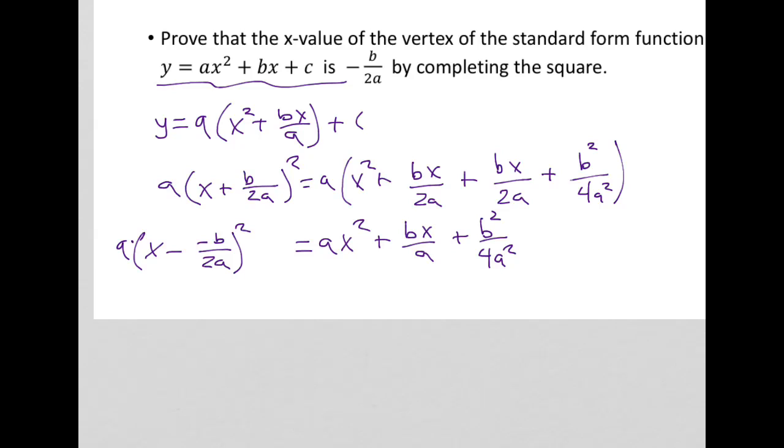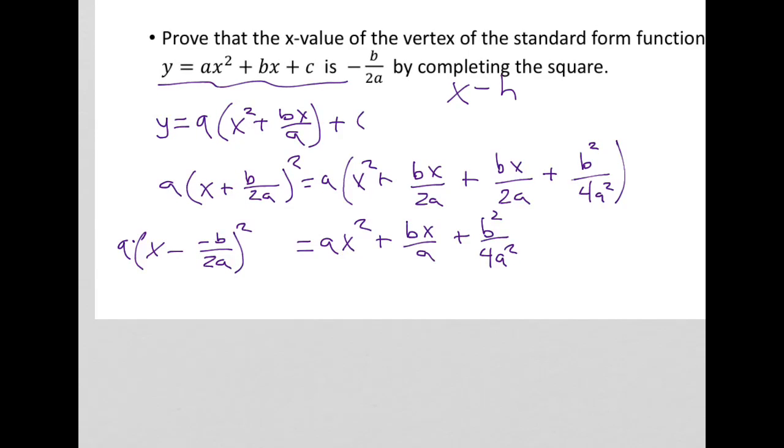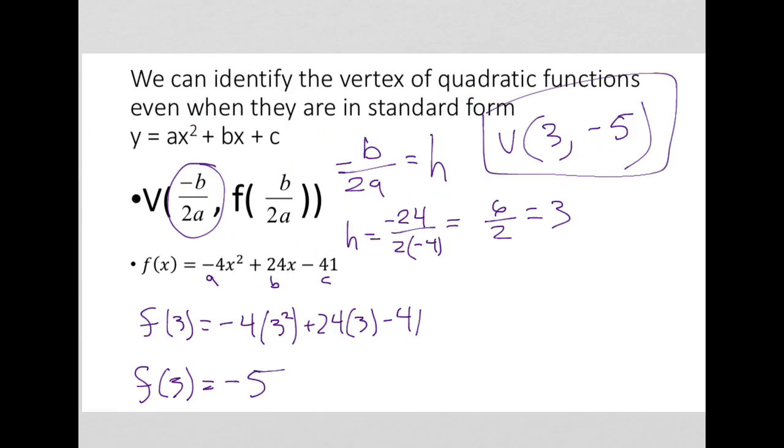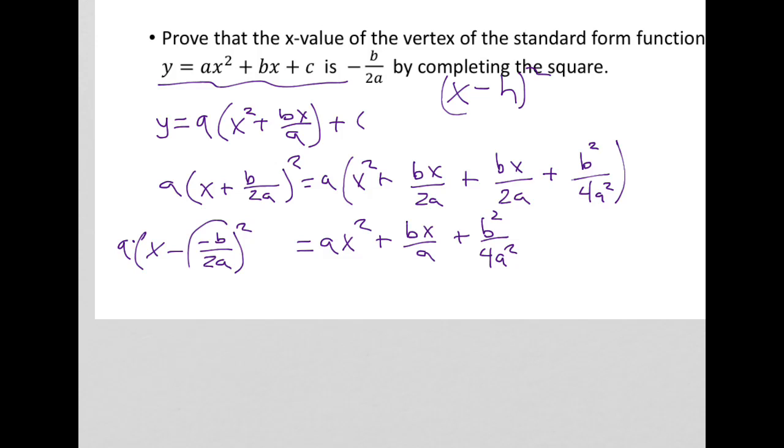Now I want you to notice two things. First off, I've rewritten the left side as a times the quantity x minus negative b over 2a, because normally we are looking at the form x minus h squared. So I wrote it as minus instead, so that you could see that the x should actually be happening at the value of negative b over 2a. That's pretty cool. That's where that came from on the last page. The negative b over 2a comes from right there. That's sweet. Let's finish this up.